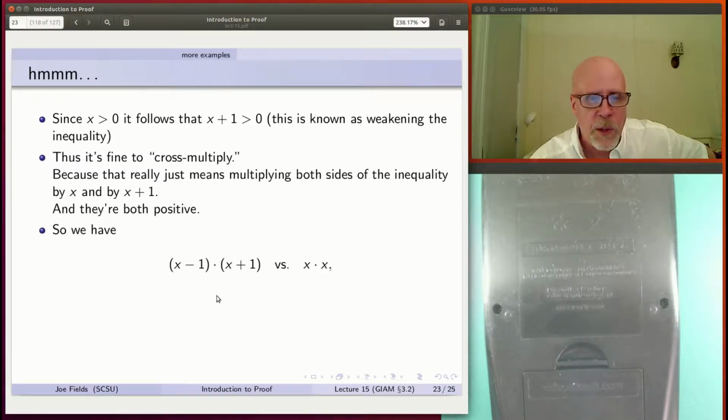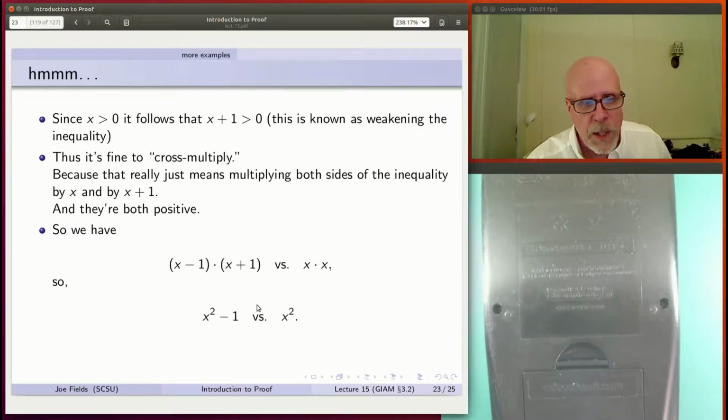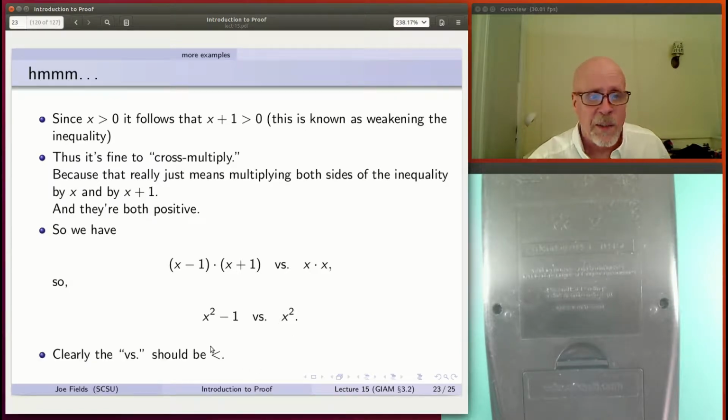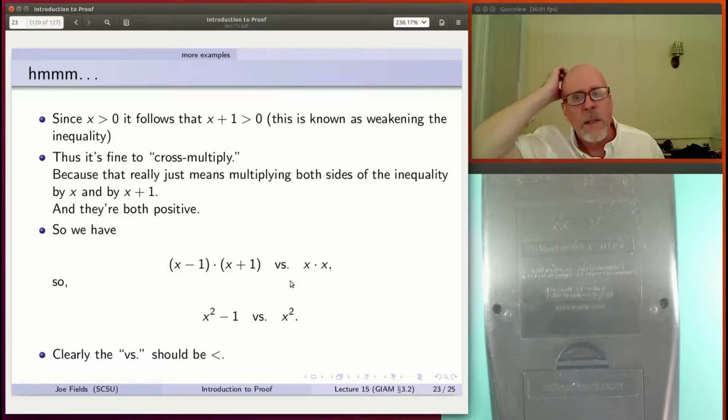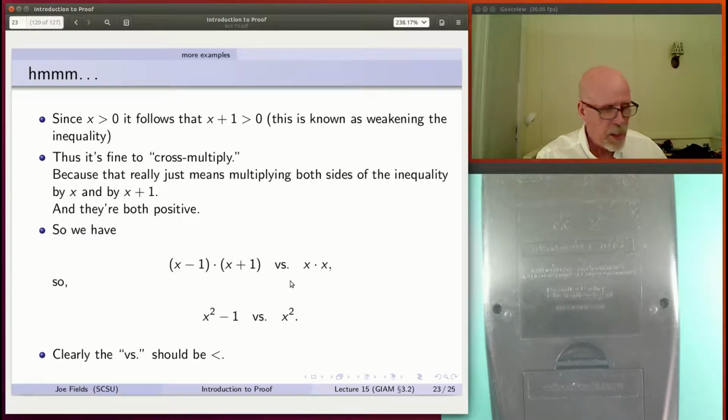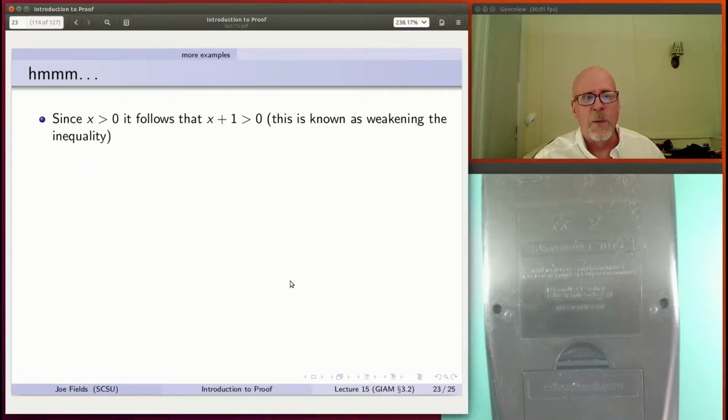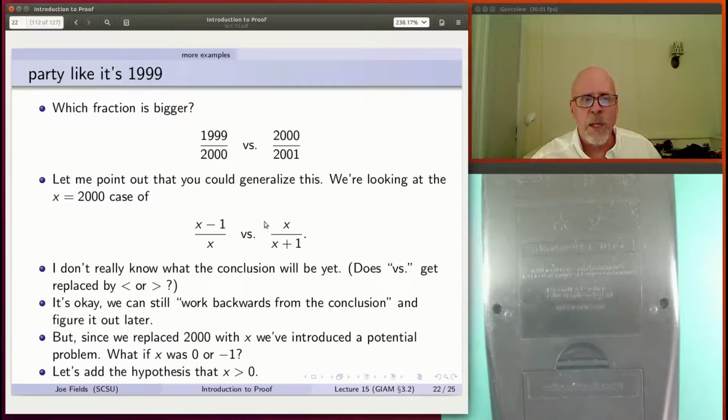So when we cross multiply, it looks like this: x minus 1 times x plus 1 versus x times x. Well, that's x squared minus 1 versus x squared. Which one's bigger? It's pretty obvious now. The versus should have been a less than sign, and so you go scratch out all the verses and put in less than signs, and you've got an argument that x squared minus 1 must have been smaller than x squared. Now, I got to go back and see where we started with, though. The versus right here should have been a less than sign. So we're pointing to the left.